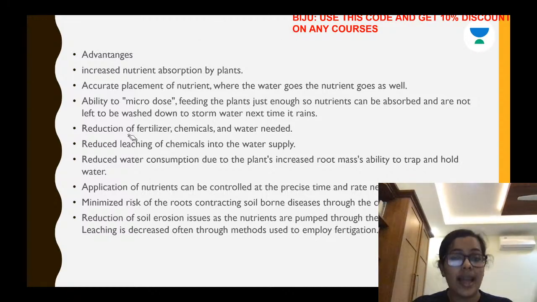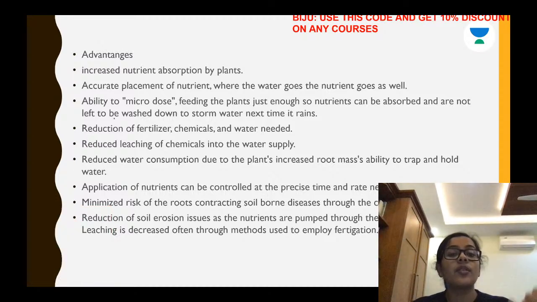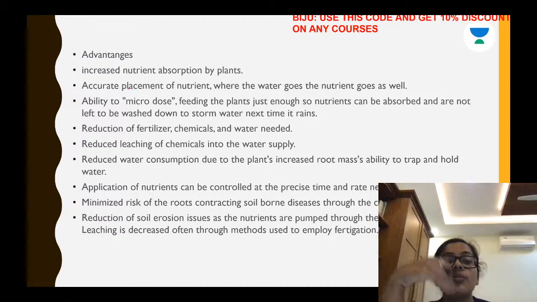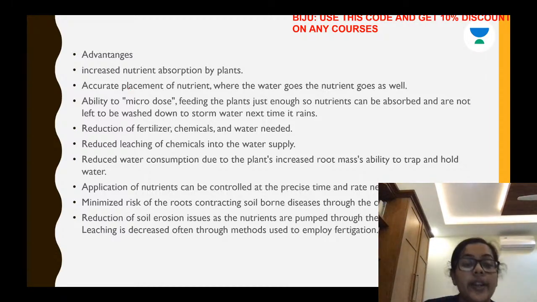We'll see the advantages of fertigation. Increased absorption by plants: it can increase the nutrient absorption by plants. Also, you get accurate placement of nutrients. Where the water goes, the nutrients go as well. Ability to microdose, feeding the plants just enough so nutrients can be absorbed and are not left to be washed down the storm water next time it rains. Reduction of fertilizers, chemicals and water needed. Reduced leaching of chemicals into the water supply.